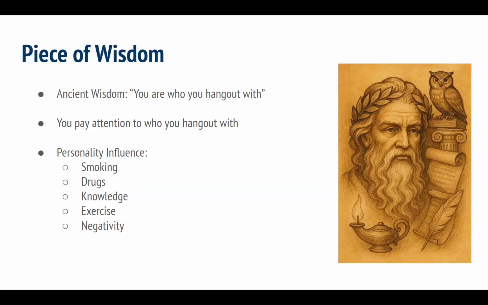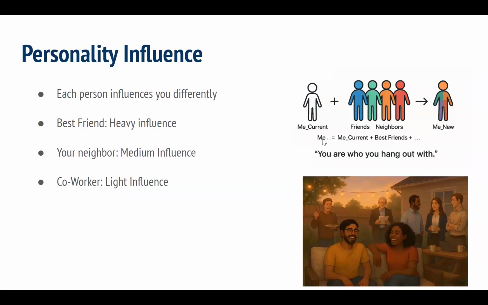So whom they hang out with, either in school, in the gym, or even your neighbors, affects their personality. This is a small graphical illustration of personality influence: each person affects you in a different way. For example, your best friend might have a heavy influence on your thinking and mentality. Your neighbor, who you don't hang out with much or have much in common with, affects you a little bit. Maybe he takes care of his backyard, so you learn that from him. And your coworker might have a little influence on the way you work, inside your work environment.